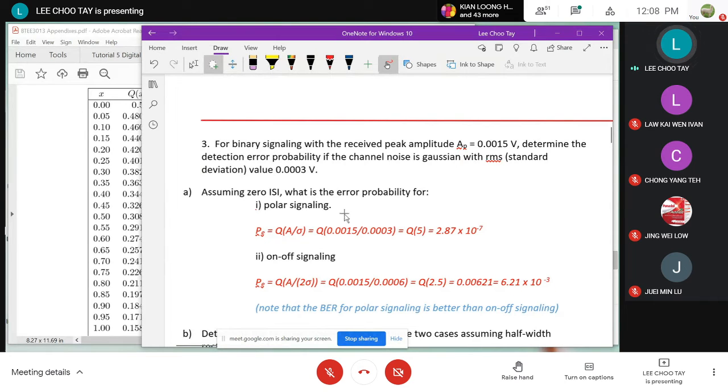And then from these two results, you compare and you can see that polar signaling actually gives us a better bit error rate, or probability of error, as compared to on-off. As for probability of error, always remember the smaller the number, the better. Because if the chances of error are very small, that means your system is good. This one, the chances of error is bigger, right? So your system is not so good.